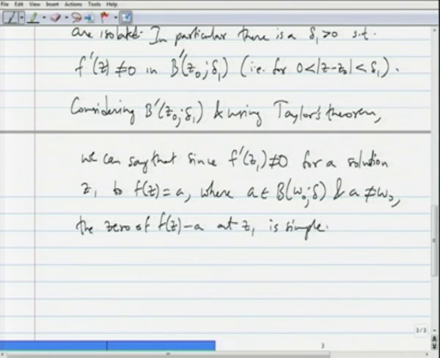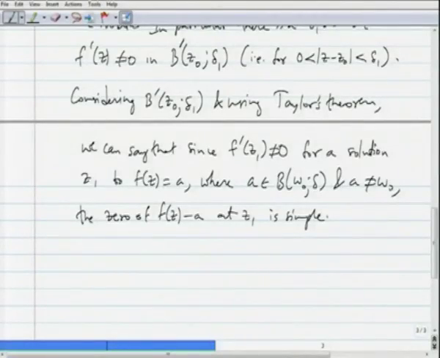You expand f of z minus a. f of z minus a is also an analytic function. So, you expand f of z minus a around z 1. Okay. So, since f prime of z 1 is non-zero, you have that the 0 at z 1 of f of z minus a has to be simple. Okay. That is by the Taylor's expansion for f of z minus a around z 1. Okay. So, that says that these zeros can be assumed to be simple. The zeros of f of z minus a can be assumed to be simple.